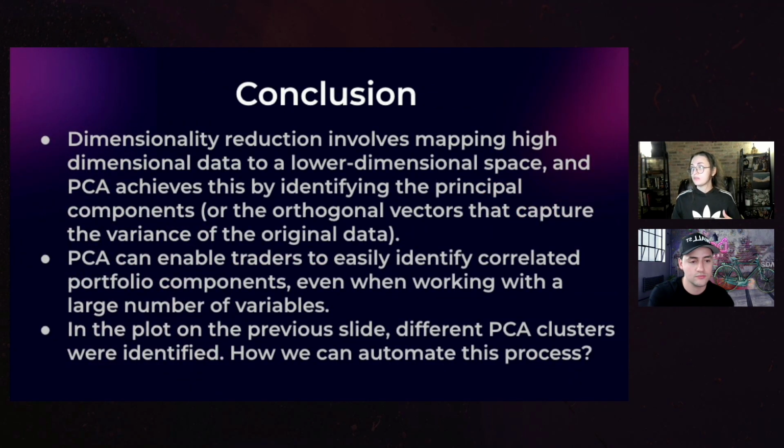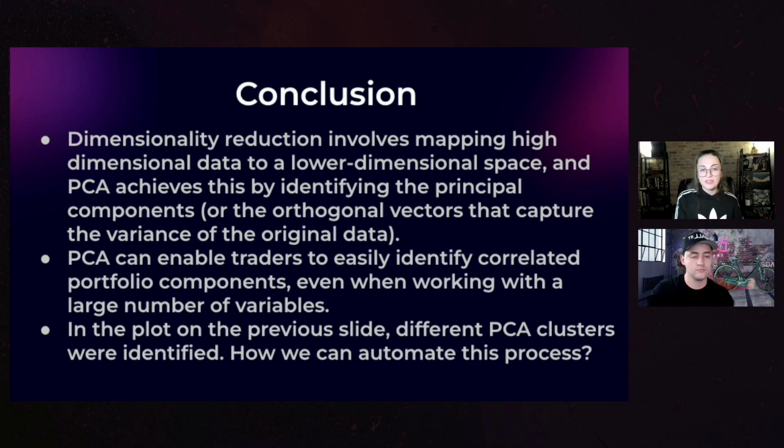Dimensionality reduction involves mapping high dimensional data to a lower dimensional space, and principal component analysis achieves this by identifying the principal components in the original data set, or the orthogonal vectors that capture the variance of the original data. PCA can enable traders to easily identify correlated portfolio components, even when working with a large number of variables.